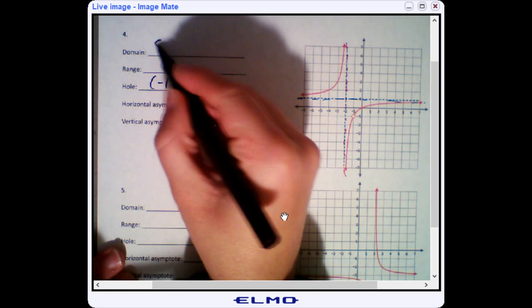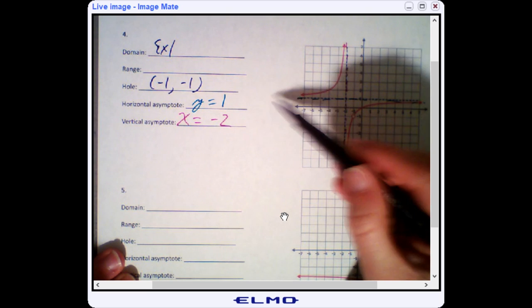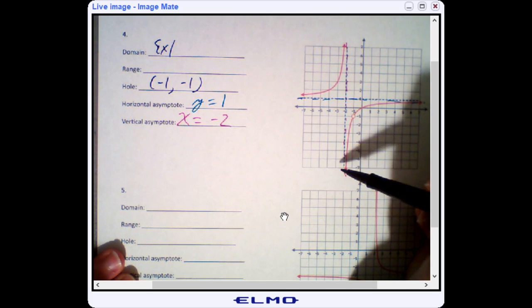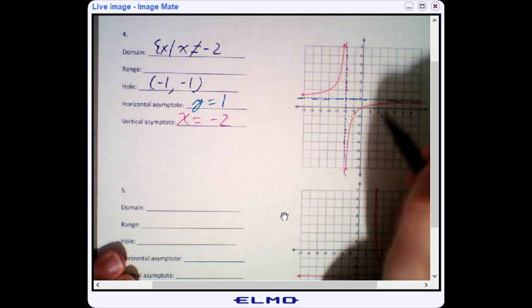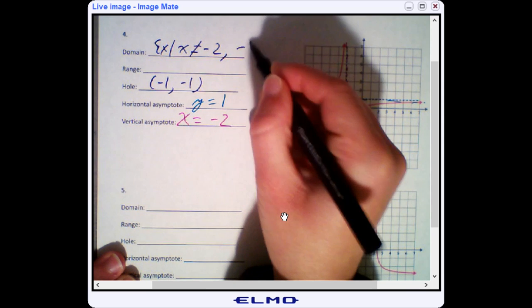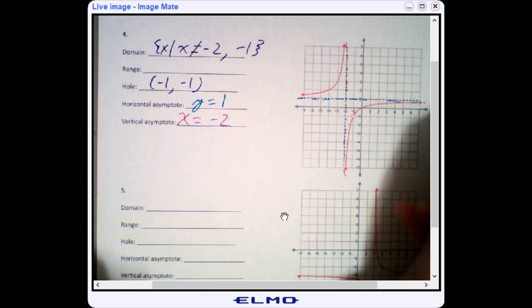So my domain, x, such as I'm going left to right, I can go left forever here. I'm going right, but I can't cross or touch this vertical line here at -2. So x cannot equal -2. And then I'm going right some more, but I have to jump over that hole, and that x value is -1. So it can't equal -1 either. But then I can go right forever, so it can be anything else.